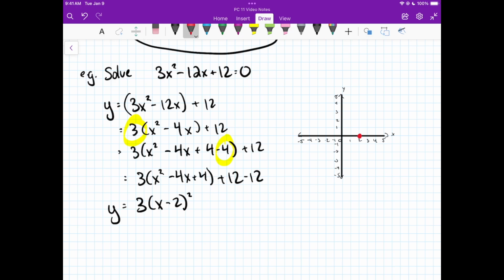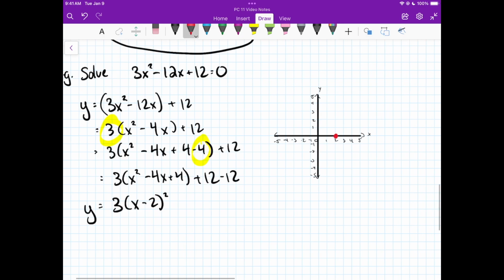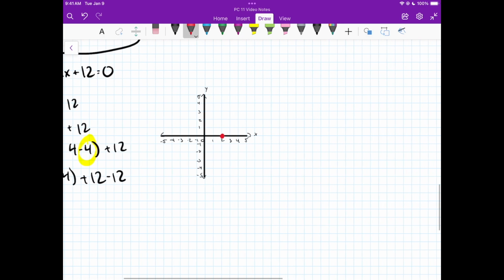If I want to graph this without having to make a big table of values, remember we have a shortcut that we can use. So we're going to make a pattern. So the basic pattern, if you remember hopefully, is over 1, up 1, over 2, up 4, and over 3, up 9. So remember, we're just squaring the horizontal distances to get the vertical. 1 squared is 1, 2 squared is 4, 3 squared is 9.